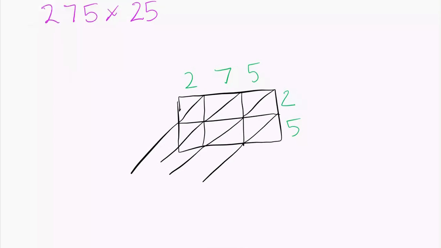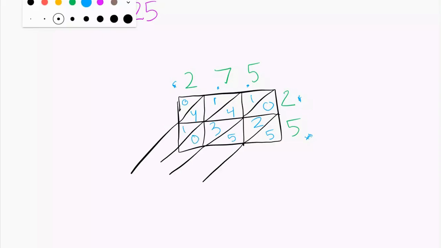So I'm going to start over here on the left-hand side with 2, and I'm going to multiply it by 2. So 2 times 2 is 4, so I'm going to put 0, 4 in the box. Okay, then we have 7 times 2. 7 times 2 is 14. Then we have 5 times 2, and that gives us 10. Okay, then I'm going to work with 5 times 5, that gives me 25. 7 times 5 gives you 35. And 2 times 5, that gives you 10.